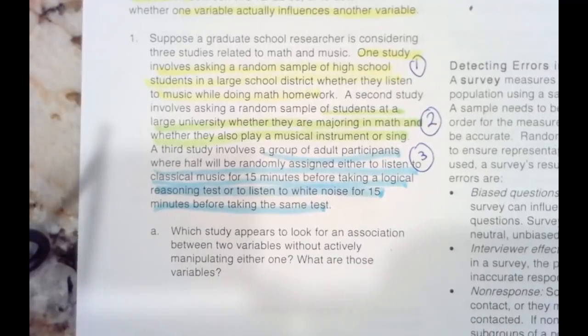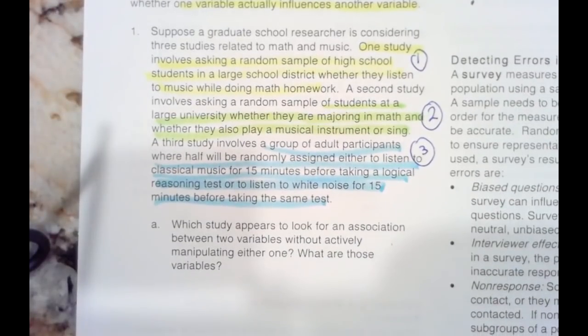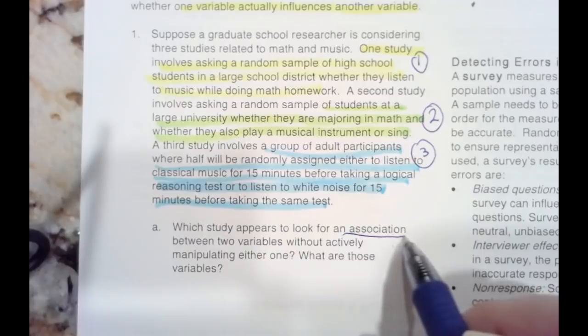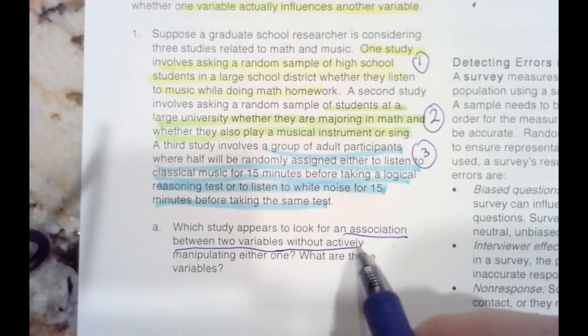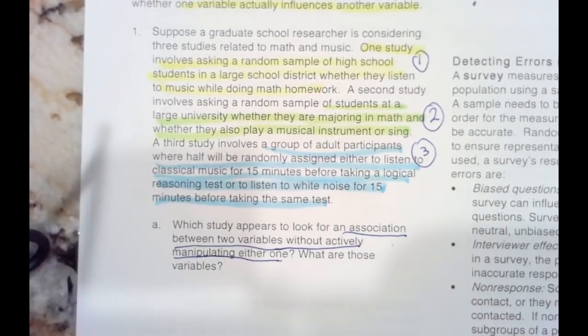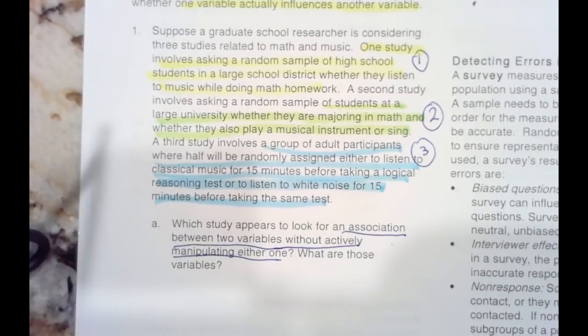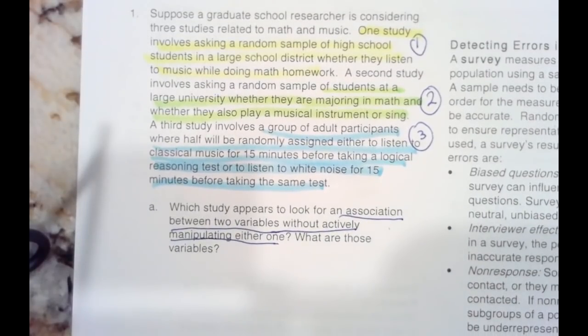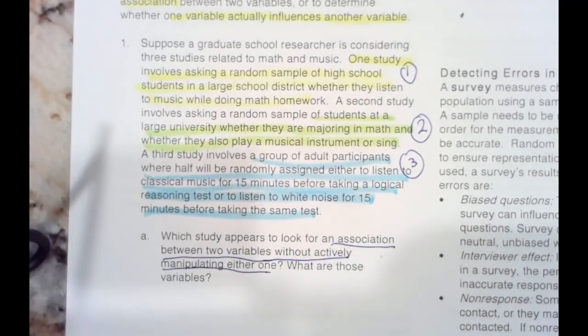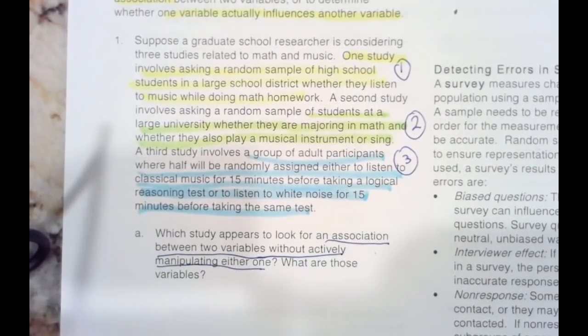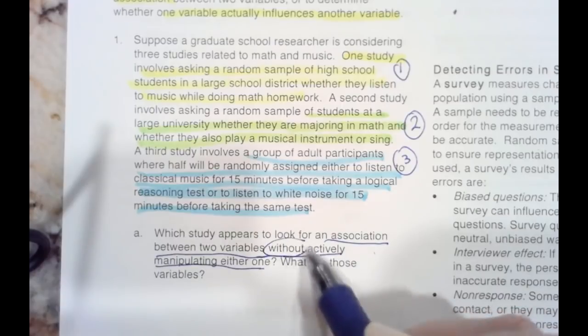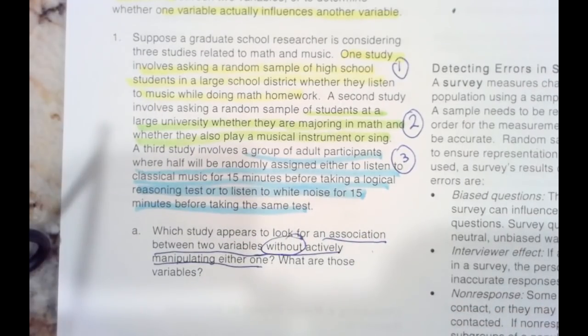Three different types. The question is, which study appears to look for an association between two variables? So we're looking for the association between two variables without actively manipulating either one. And what are those variables? Take a look at the three scenarios and ponder for a moment which ones would be looking for the association without actively manipulating either one.